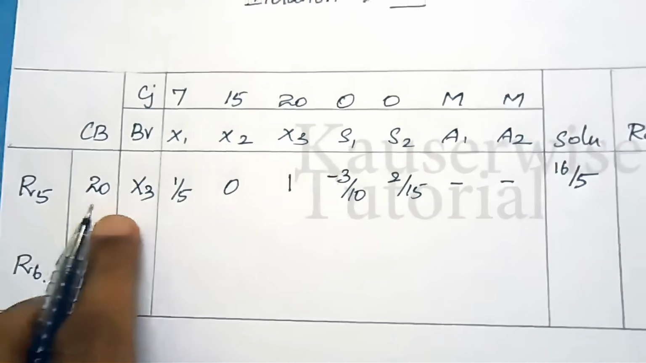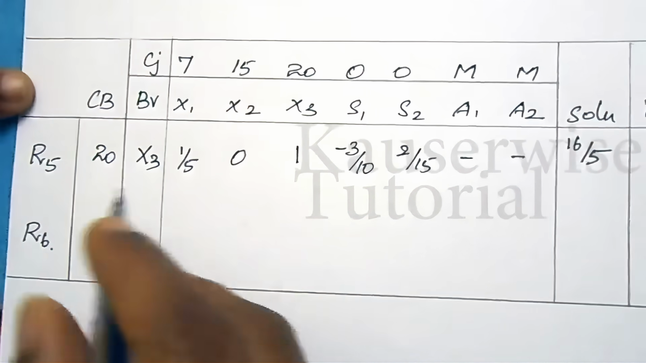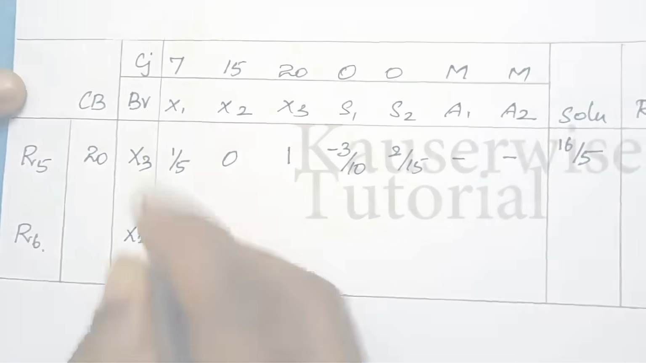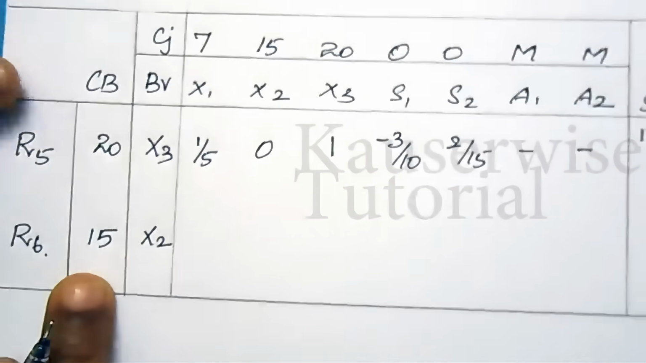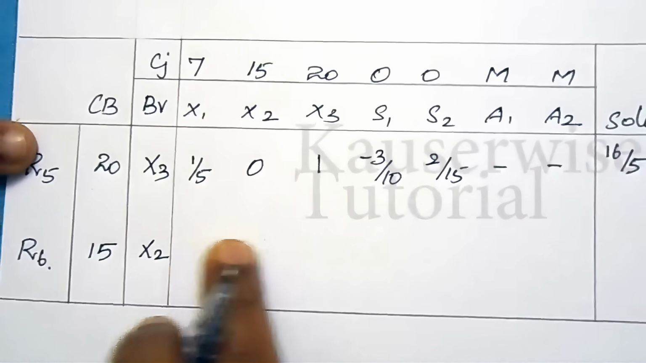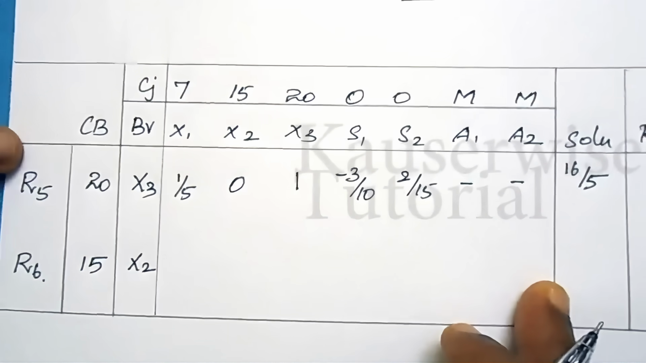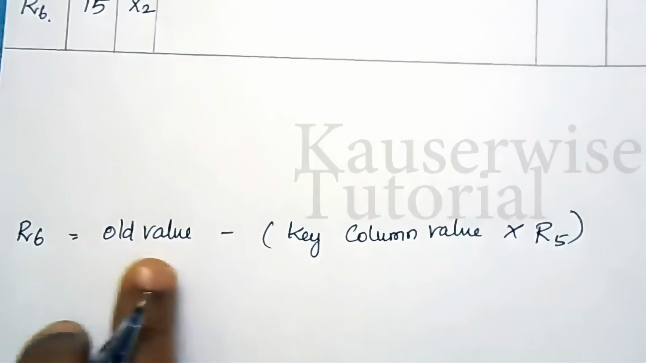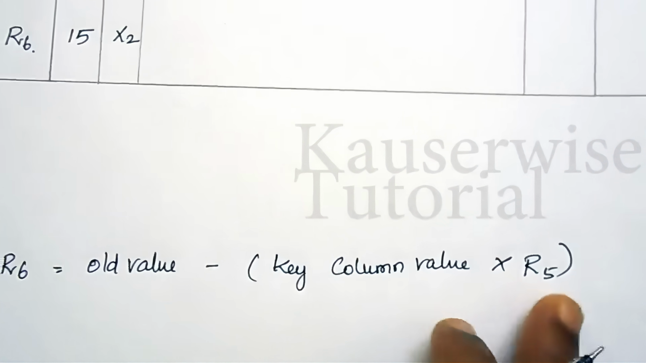Okay, so now we have got row 5 values. Now we need to find row 6 values. For row 6, the basic variable is x2 as it is. The coefficient of x2 is 15. Now we need to find the new values for row 6. There is a formula for this. Row 6 value is equal to old value minus key column value into row 5 value.